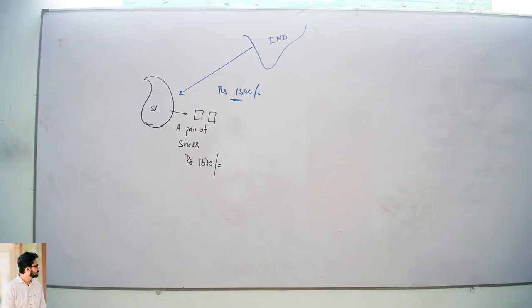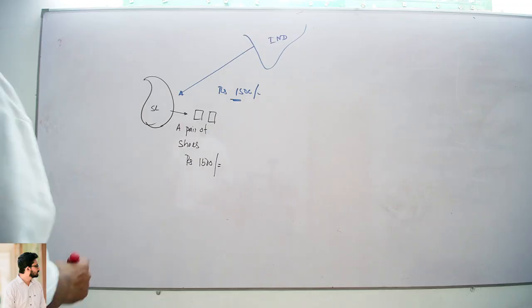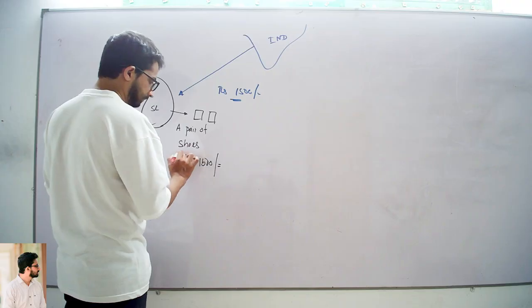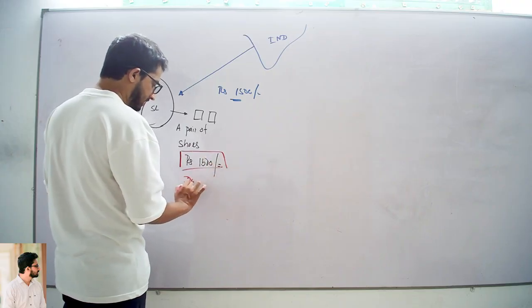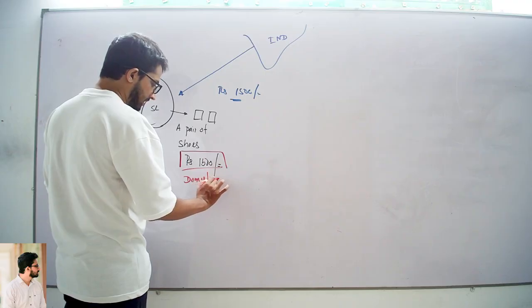Now in the Sri Lankan market, there are two types of shoes, footwear. The first one is the domestically produced one. How much is the price? 1,500. This is the domestically produced one.